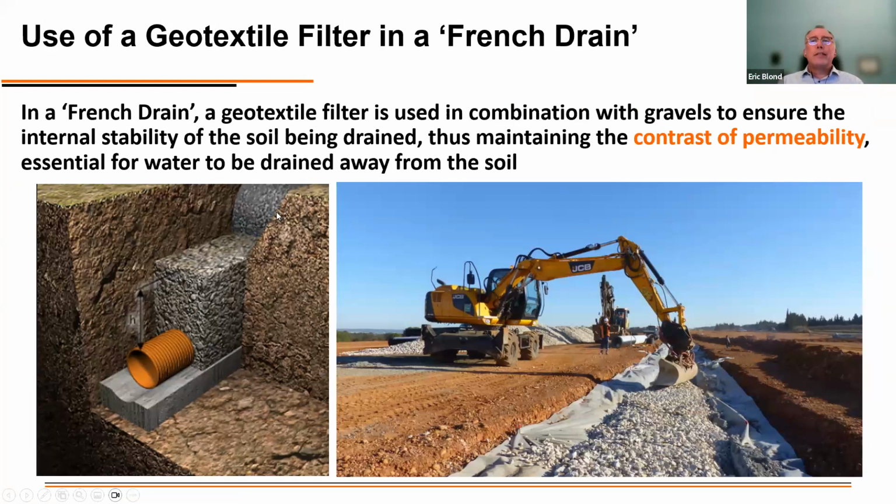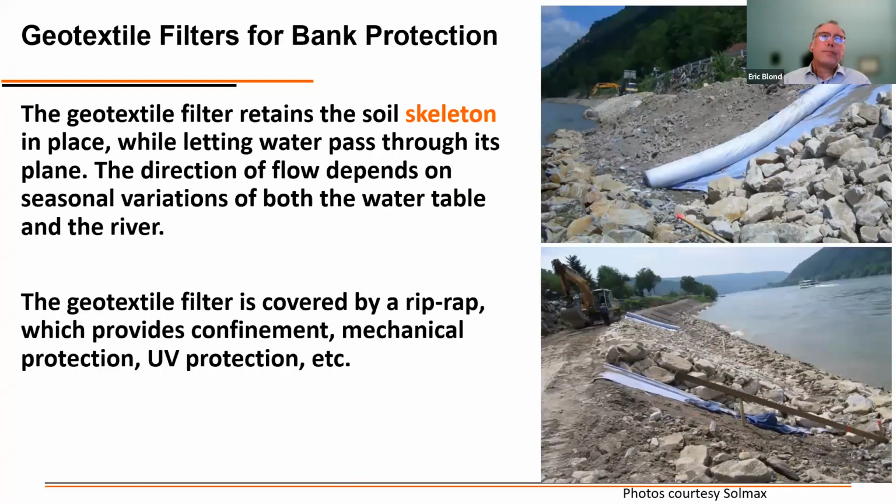So when we use a geotextile in a French drain with a contrast of permeability, we're going to install this geotextile between the soil that must be drained and the high flow component, the high permeability component of the French drain, which can be gravel, which can be a pipe, etc. So that the geotextile will help maintain the contrast of permeability between the soil and the high flow component.